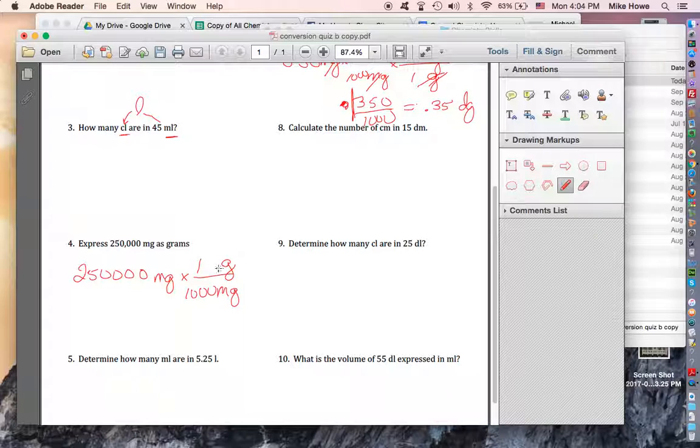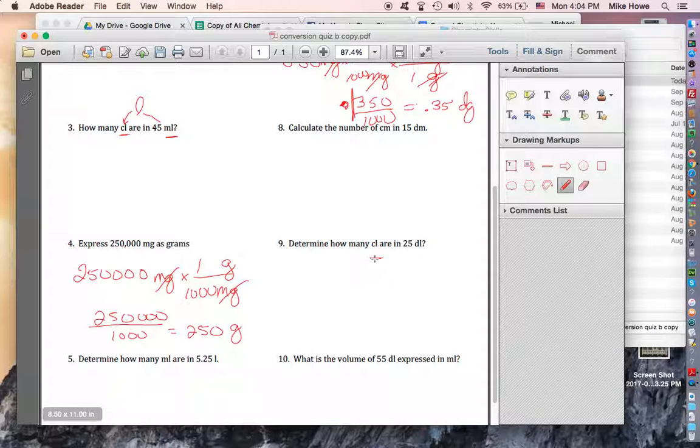You put 1 with the bigger of the two things, and the grams are bigger than milligrams. So 250,000 on the top, 1,000 on the bottom. So you get 250, and the unit will just be grams because milligrams cancel.